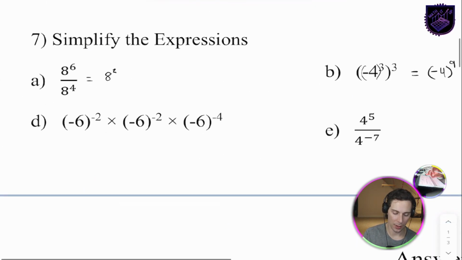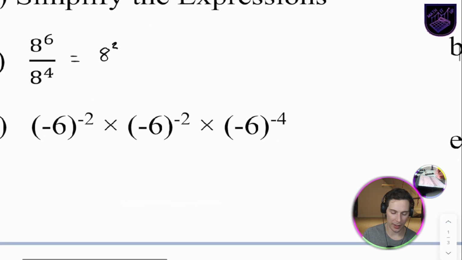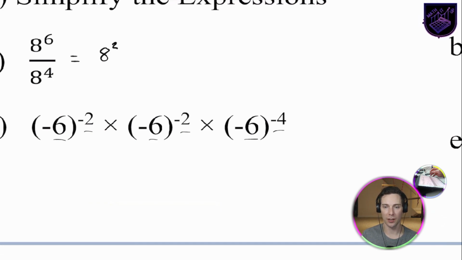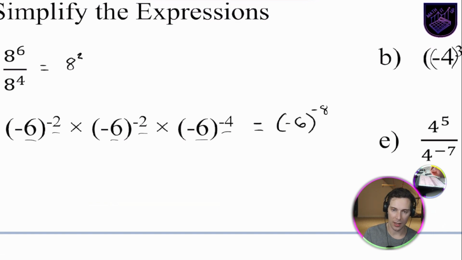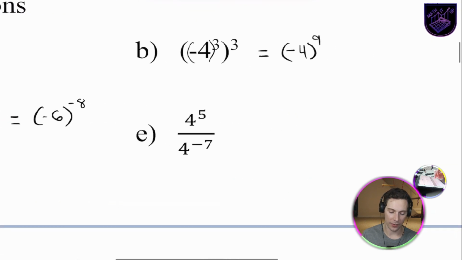3 more. Ooh, it's a triple. So we have 1, 2, 3, and we are 1 through 3 negatives. Oh, negative 2, negative 2, negative 4. So we're going to add these negatives together. Our answer is going to be same base, negative 6, to the power of negative 8. Negative 2 plus negative 2 is negative 4 plus negative 6, negative 8. Negative 6 to the power of negative 8.